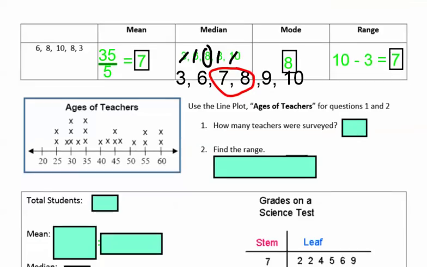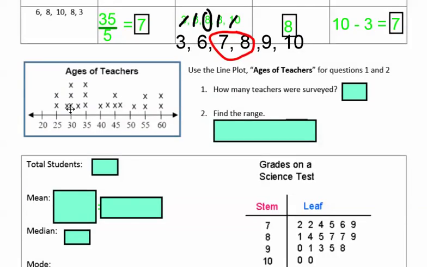All right, now let's look at a graph. This is called a line plot. Okay, so it's ages of teachers. If you look at this, even though they have the age 20, there's no little mark above it, meaning there are no teachers that are 20 from this data.